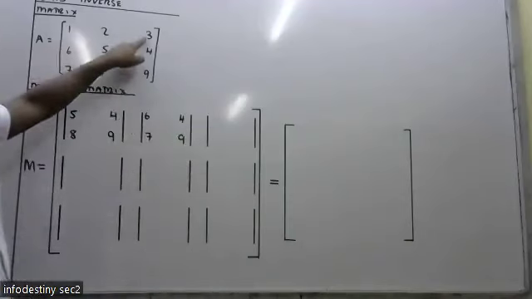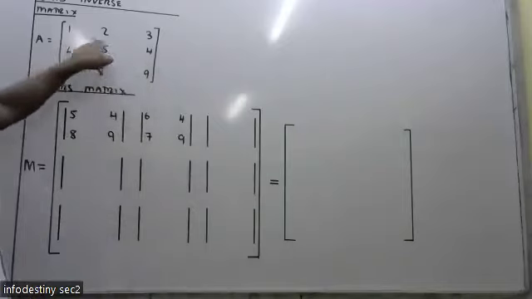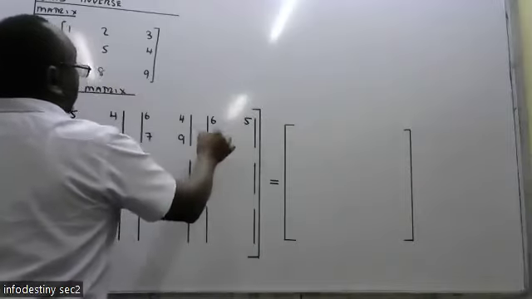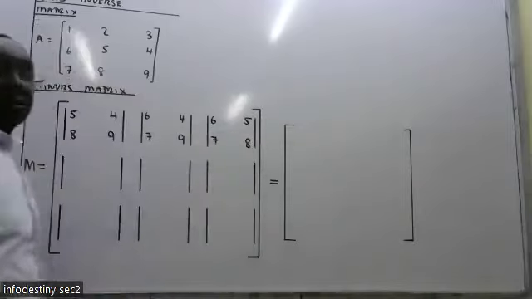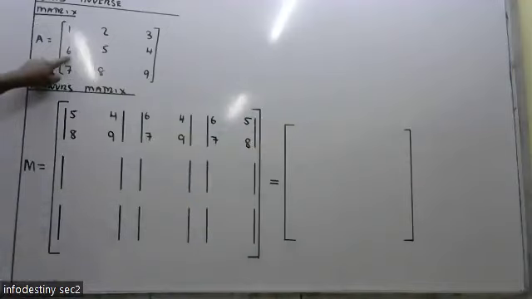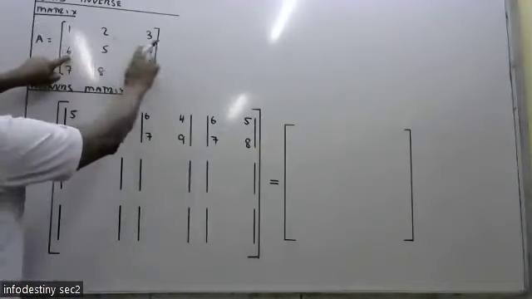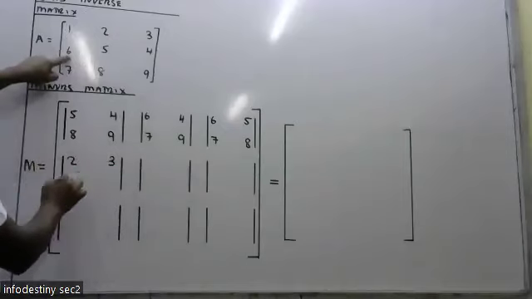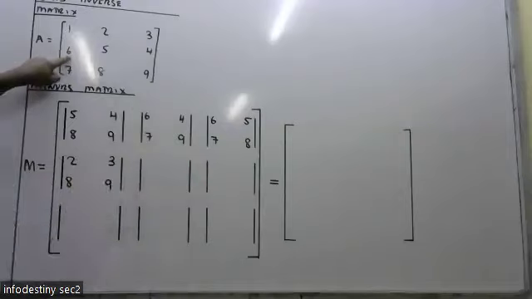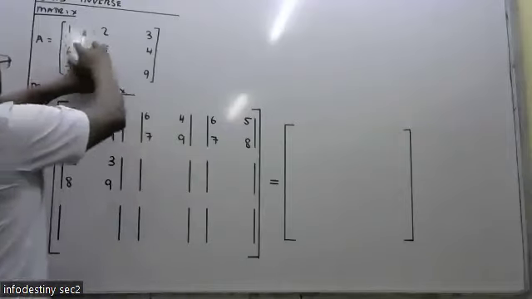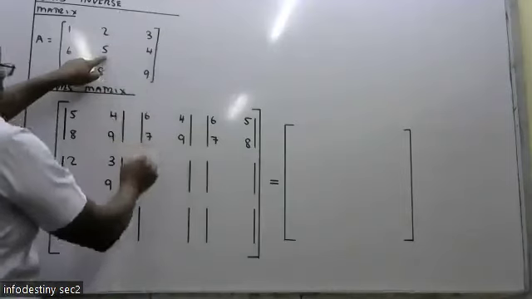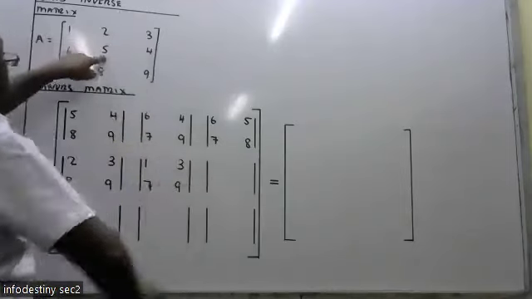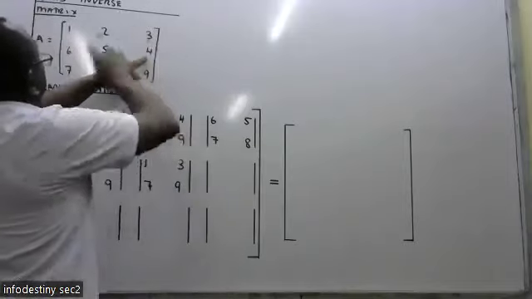You come here, broke the third column and the first row. Unaachwa na 6, 5, 7, 8. Then you come here, you broke this and this. That gives us 2, 3, 8, 9. You come here, broke this and this. You are left with 1, 3, 7, 9.